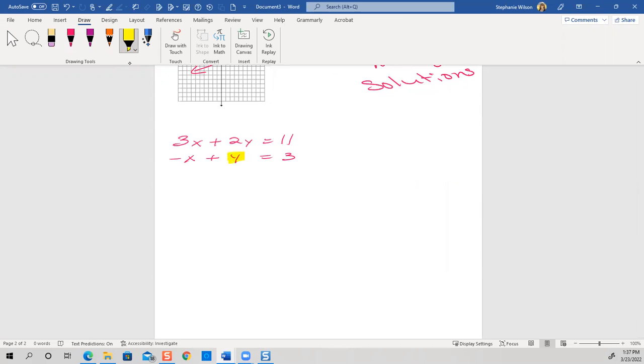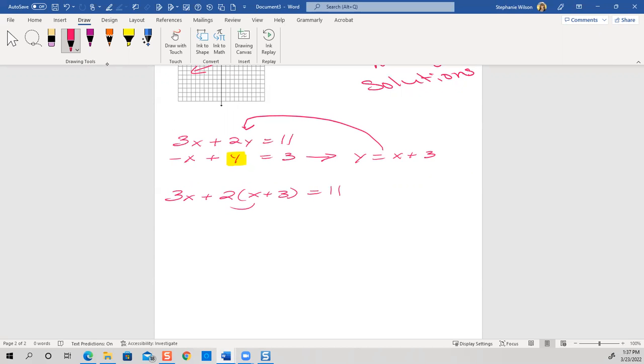And if you notice, y here already has a coefficient of positive 1. So let's just take it over here and solve for it. And when I do that, I'm going to take whatever this y is equal to here and plug it in here. And this is my substitution method. So I get 3x plus 2 times x plus 3 equals 11. And now let's distribute. So I got 3x plus 2x plus 6 is equal to 11.